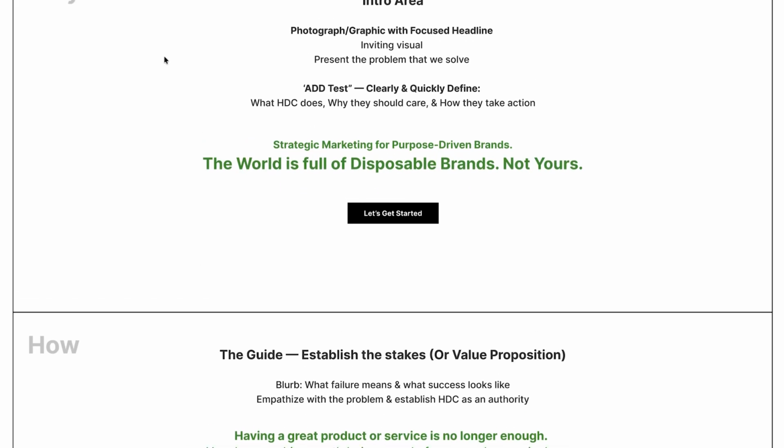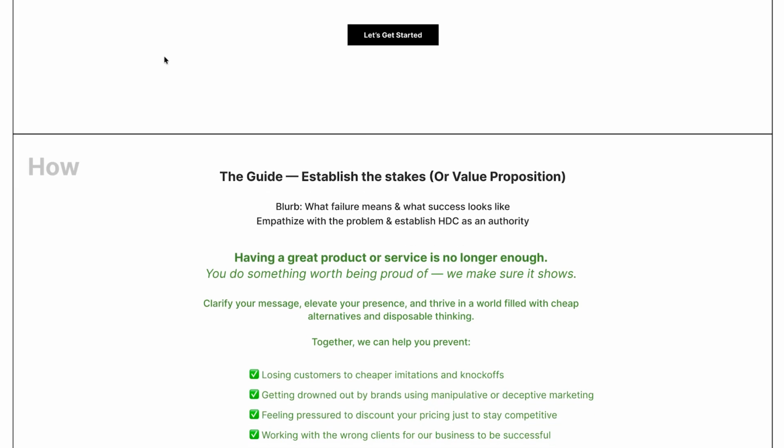So let me go down here and take a look at our how. Again, I like to use the stakes in a lot of situations where it's a service-based thing. So again, what does failure mean and what does success look like? We want to empathize with the problem and establish ourselves as an authority. This is also called the guide section. For those of you who've read the StoryBrand book, Don Miller, it's all about that guide. And again, you can also lead with a value proposition.